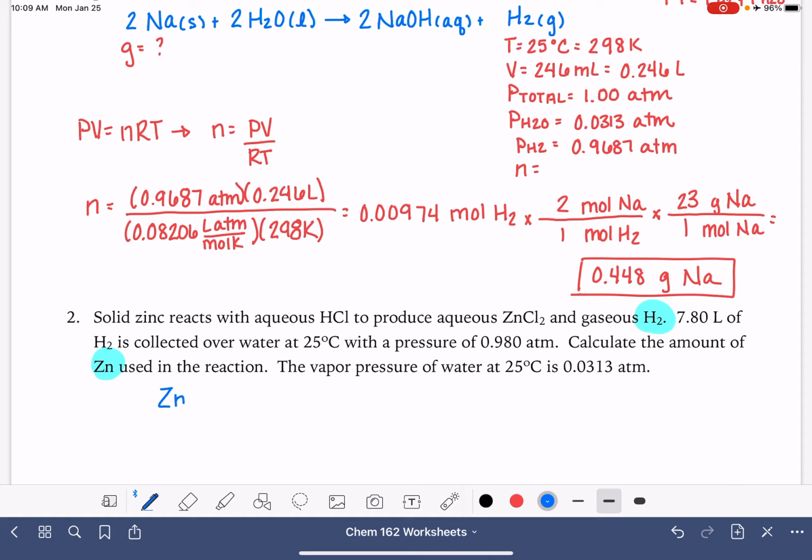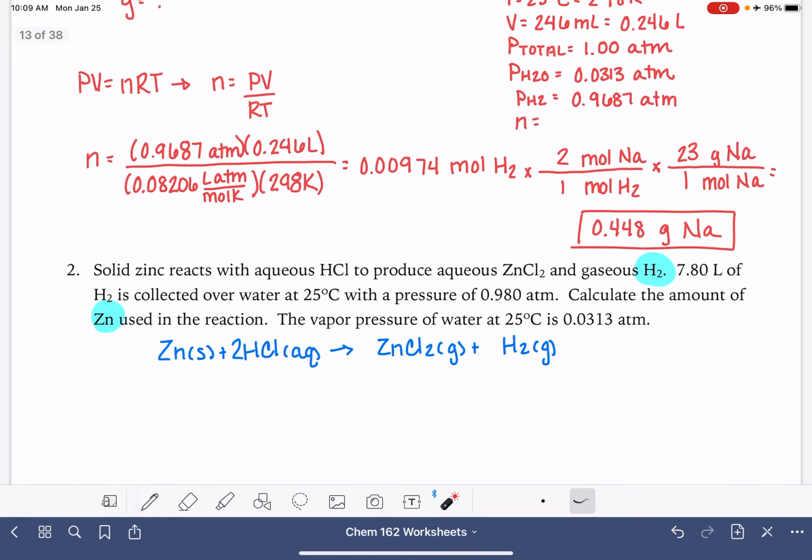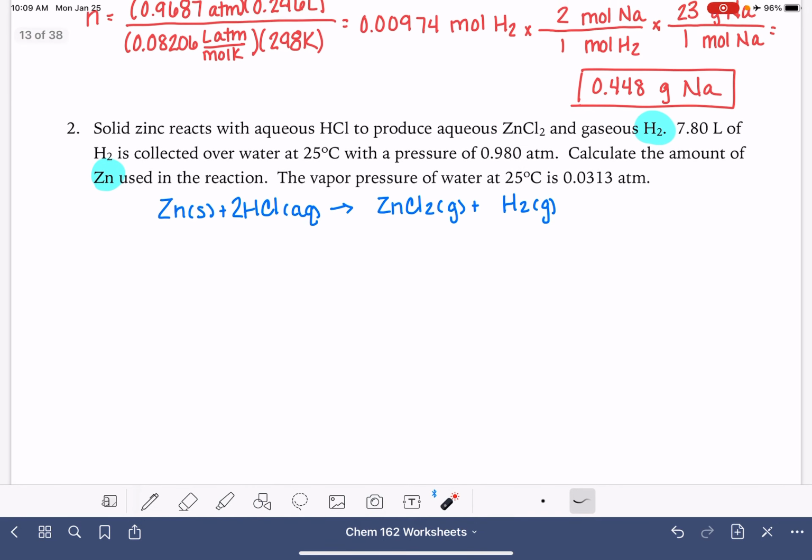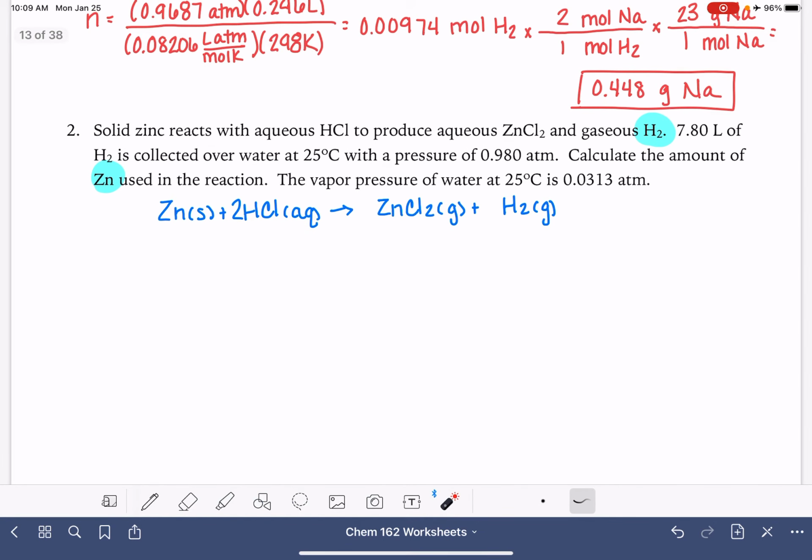Solid zinc reacting with aqueous hydrochloric acid, HCl, to produce aqueous zinc chloride, ZnCl2, and gaseous H2. Balance this: 1 zinc, 1 zinc, 1 hydrogen, 2 hydrogen. We'll put a 2 right here. 2 chlorine, looks good.